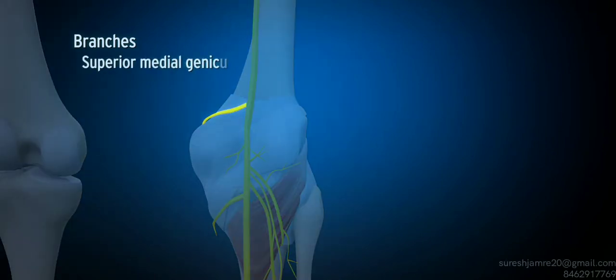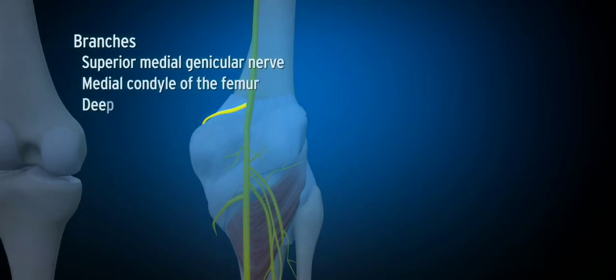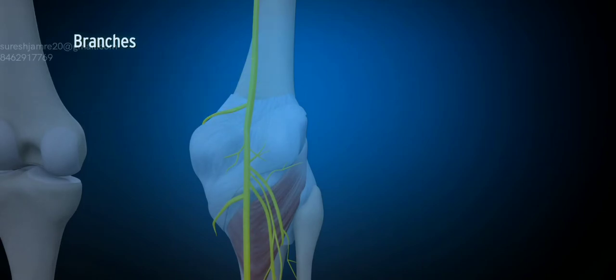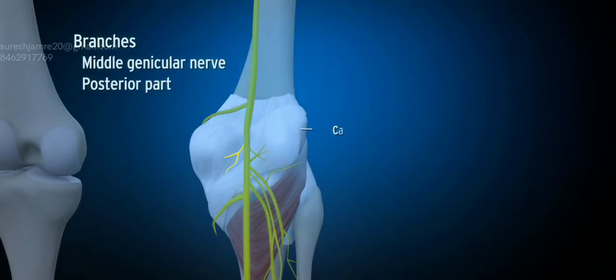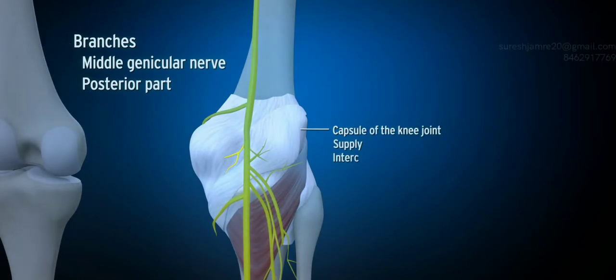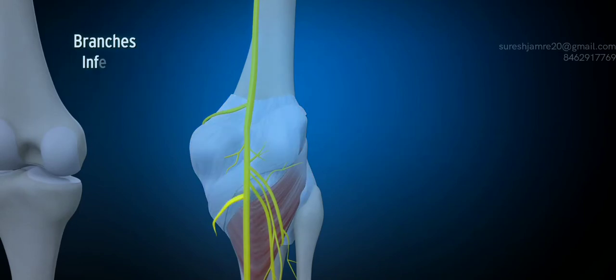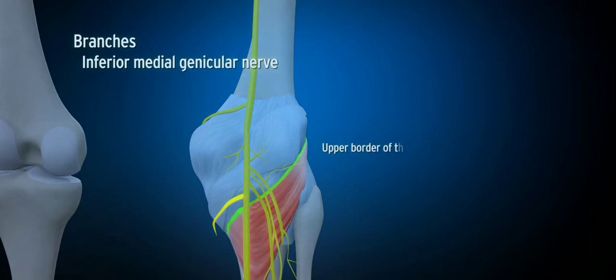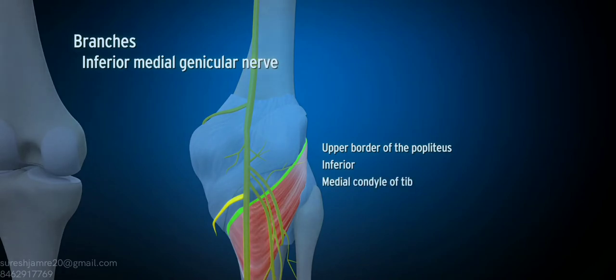Superior medial genicular nerve lies above the medial condyle of the femur, deep to the muscles. Middle genicular nerve pierces the posterior part of the capsule of the knee joint to supply structures in the intercondylar notch of femur. Inferior medial genicular nerve lies along the upper border of the popliteus and reaches inferior to the medial condyle of tibia.